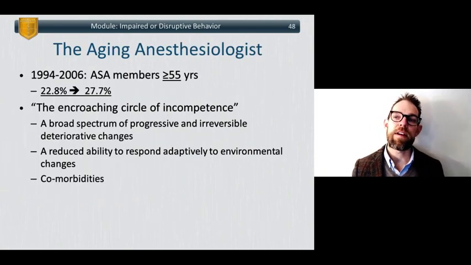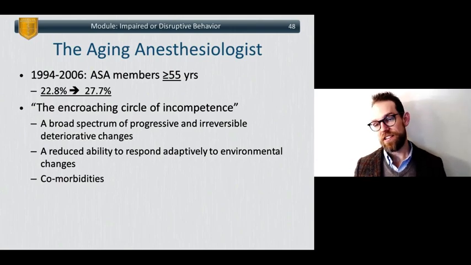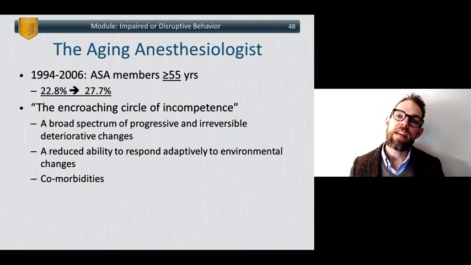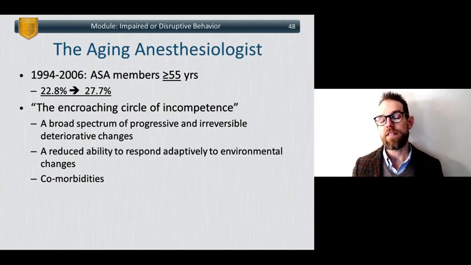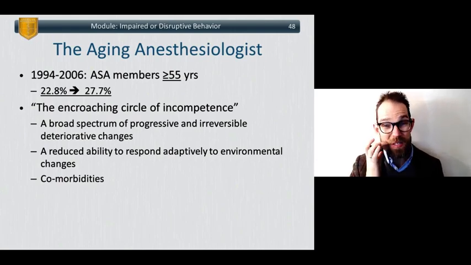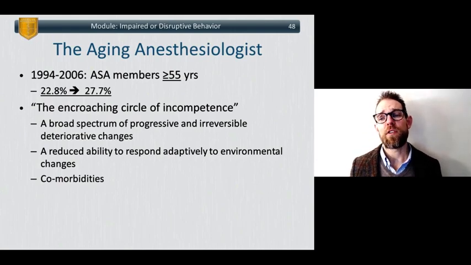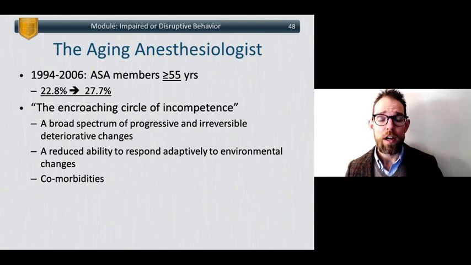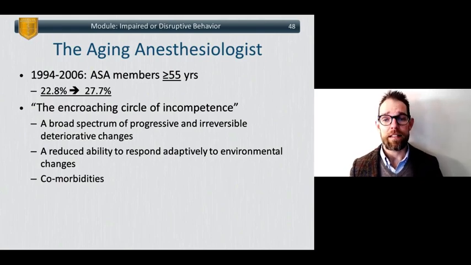So now let's hop very quickly into the aging demographic of anesthesiologists. Between 1994 and 2006, of the ASA members that were over 55 years old, there was a 5% increase, from 22.8% to 27.7%. So it's this thought of the encroaching circle of incompetence. Somehow as you get older as an anesthesiologist, you are a less skilled anesthesiologist.